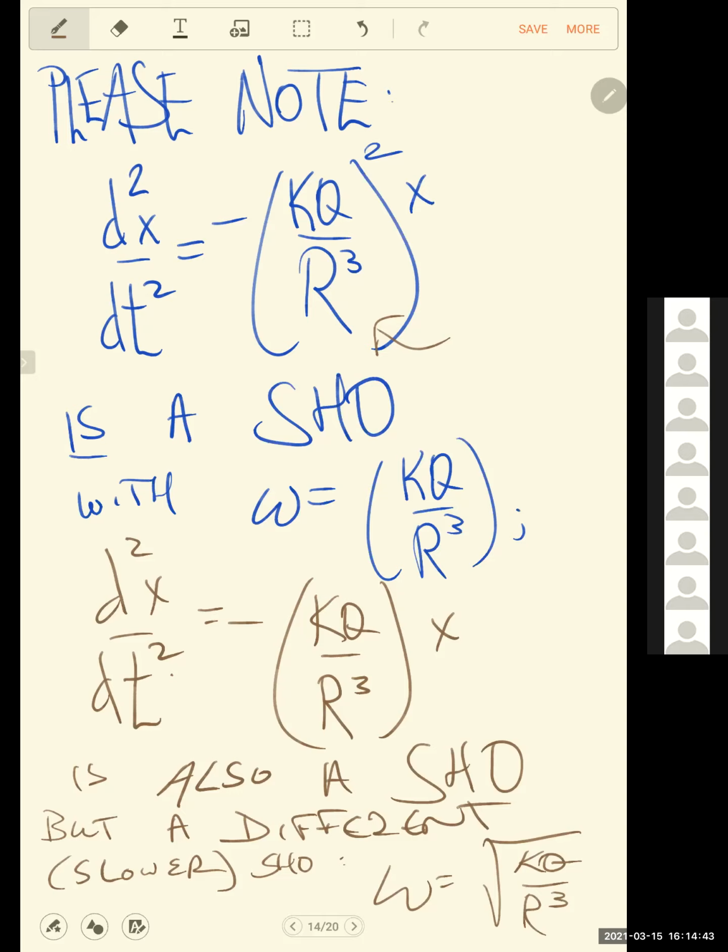Just so you understand, even if the KQ over R cubed hadn't been squared, as you might prefer, or as might seem more comfortable, that too would be a harmonic oscillator. It's just an oscillator with a slower angular frequency, the square root of that constant. That's how it works. To be a harmonic oscillator, you have to fit that form, but then the specifics of that form tell you the specifics of your oscillating rate.